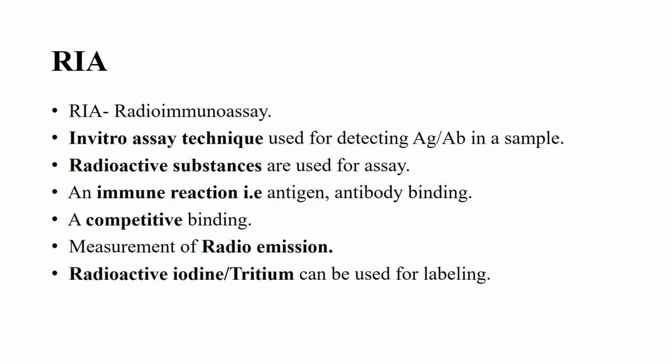Here we have three different principles, and it depends on the immune reaction, for example, antigen antibody binding, competitive binding, and the measurement of the radio emission. And for this, we are going to use radioactive iodine, or tritium can be used for the labeling of antigen.